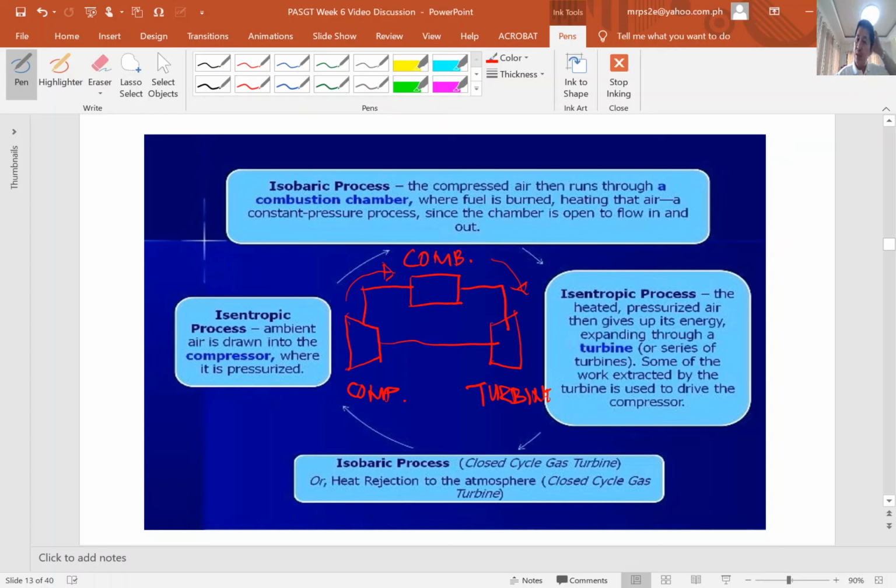So in the closed cycle, this is recirculated, you see. The exhaust gas is reintroduced to the compressor. So here is the isentropic process, ambient air is drawn into the compressor where it is pressurized. So this area. There. So that is the isobaric process.